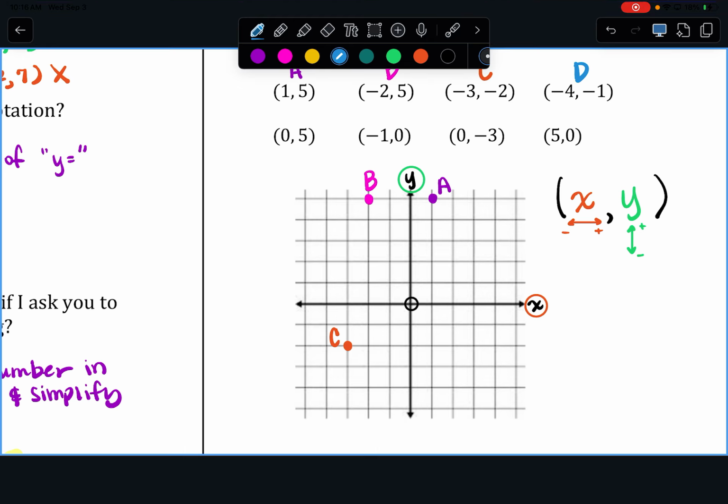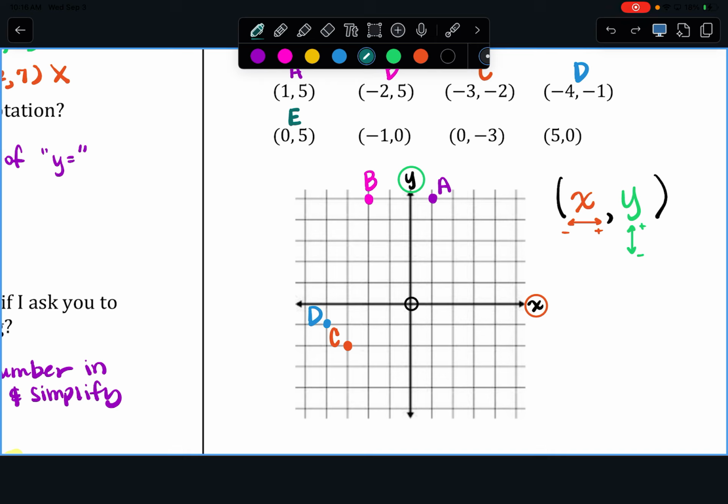All right, then point D is at negative 4, negative 1. That'll be in the same quadrant as C because they're both negative. So left 4, down 1. That puts us here. All right, and then E is at 0, 5. These are the ones that tend to get missed the most. So remember, the 0 means you're not moving left or right at all, and the positive 5 means you're going up 5, right?